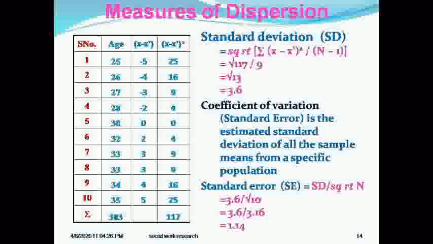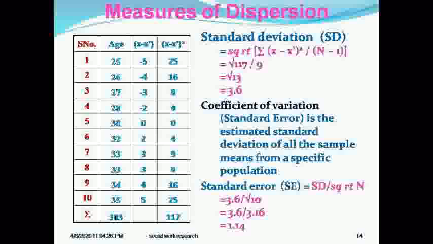Now we have to find the square of each value. So negative 5 square is equal to 25. The negative into negative becomes positive. The square of negative 4 is 16, square of negative 3 is 9, square of negative 2 is 4, square of 0 is 0, then 2 square is 4, 3 square is 9, 3 square is 9, 4 square is 16 and 5 square is 25, and the sigma, the sum total of all these squared differences is 117.